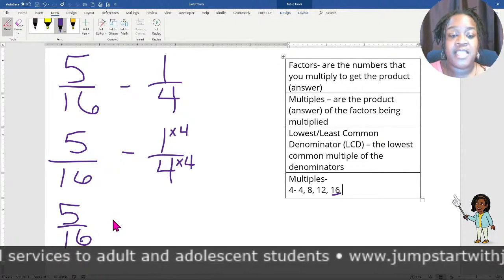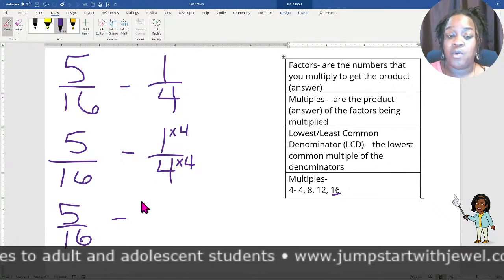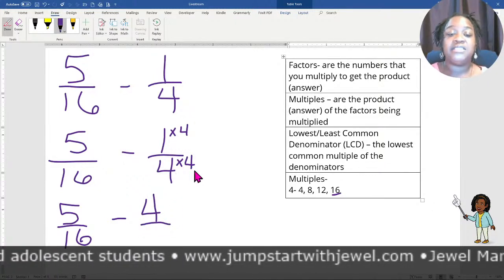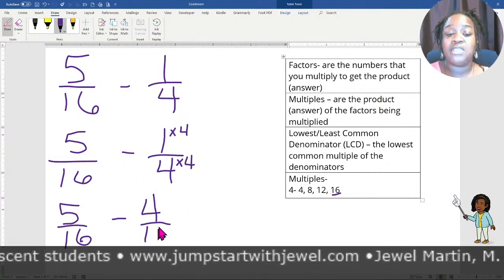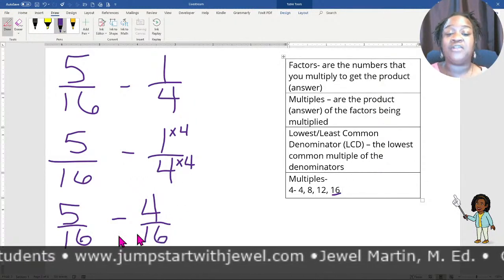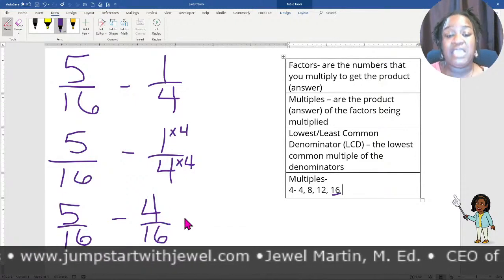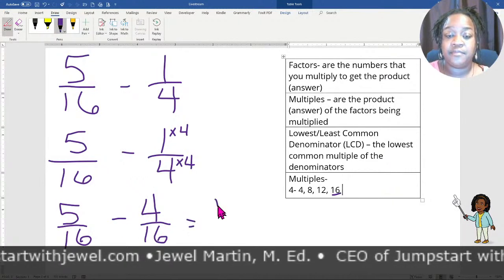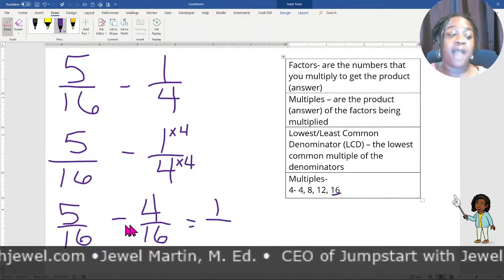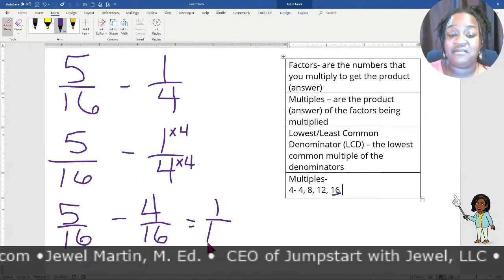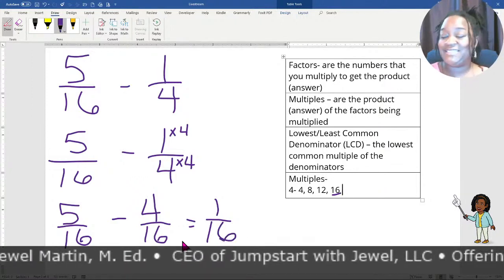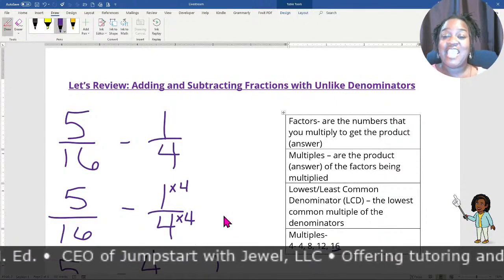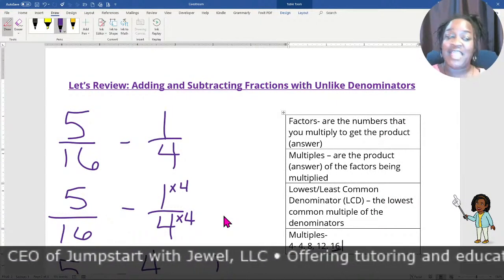5/16, and then we'll multiply. 1 times 4 is going to be 4. That's our new numerator. And then 4 times 4 is 16. That's our new denominator. And so now both of our denominators are 16. Now we can subtract. So of course 5 minus 4 is 1. And then the denominator is going to be the same, 16. So we have 1/16. And that completes our review of adding and subtracting fractions with unlike denominators.